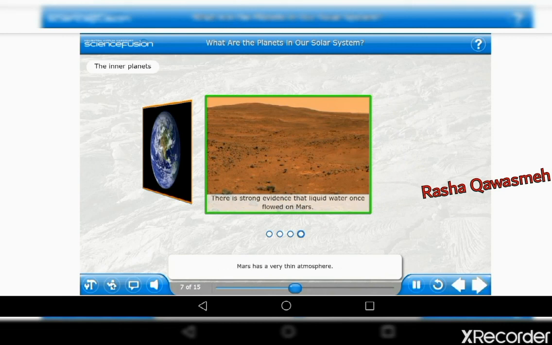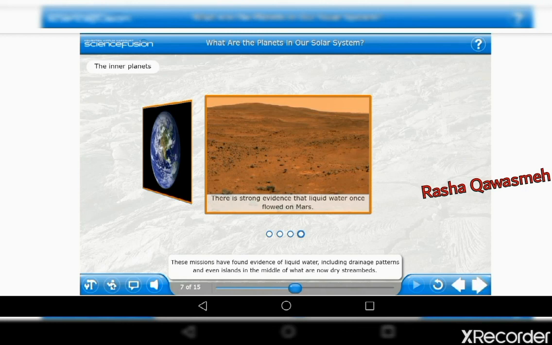Now Mars, the red planet. Mars has a very thin atmosphere. It is much colder than Earth. Robotic spacecraft have gathered data about the surface of Mars. These missions have found evidence of liquid water, including drainage patterns and even islands in the middle of what are now dry stream beds. Okay, now we're done with the inner planets.